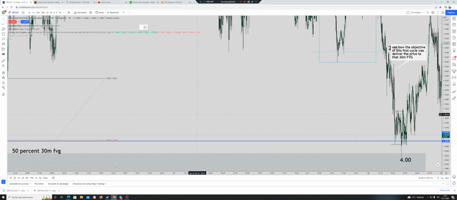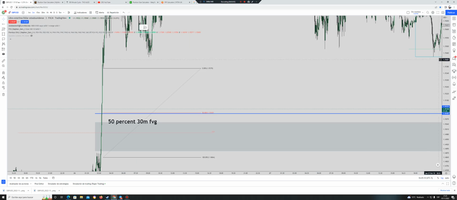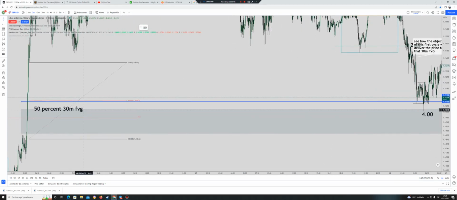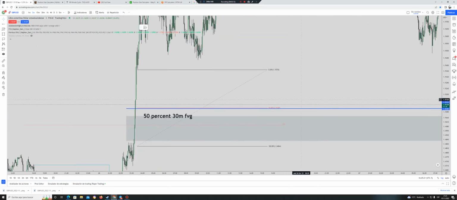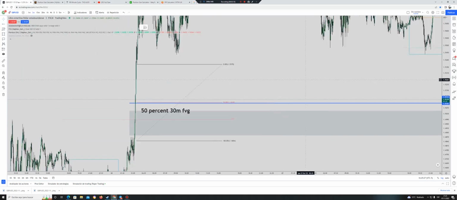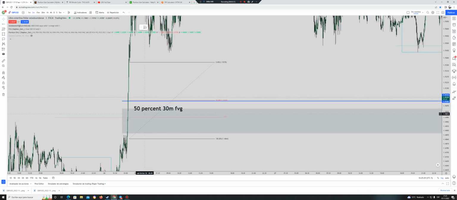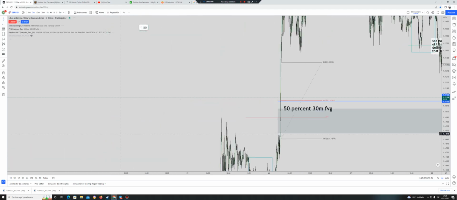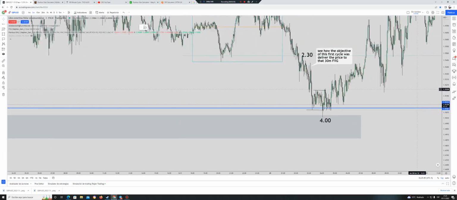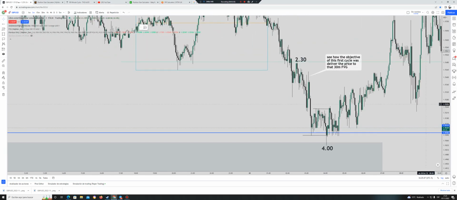So imagine, like I say, the main objective of this first cycle is to take the price to those liquidity pools, or to those points like fair value gap, order block, or to take those highs, those lows. Imagine we've got the 50% of this 30-minute fair value gap. We got a lot of imbalance here, a lot of fair value gap here, and we have this order block that made this big movement to the upside. So now look what the 2:30 90-minute cycle does.